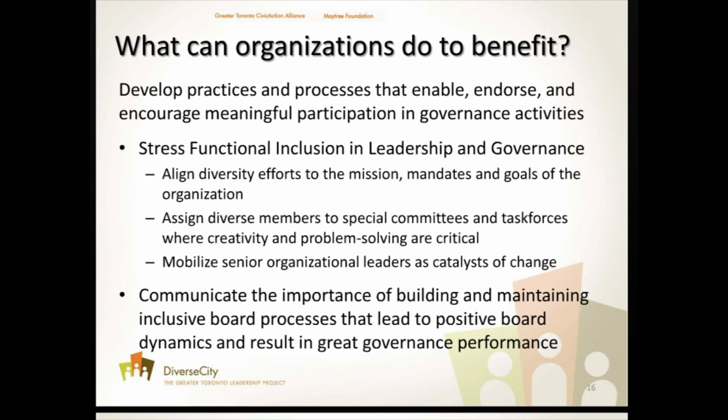And as we so often find in this sector, as well as others, the decisions are often made at the committee level or at the task force level and then presented to the board for endorsement. We need to have people functionally included in the ideation, the decision-making process, and the problem-solving process, and engaged meaningfully. And the senior organizational leaders that are believers, that are champions of diversity, need to be counted on as catalysts of change. They need to be mobilized and put into the field more actively to drive change forward.